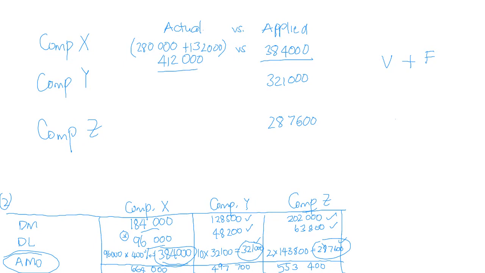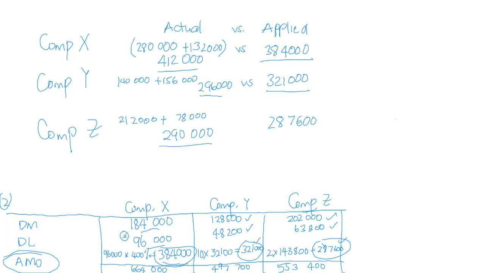The same for company Y. We'll do the comparison just now. Let's just work out the actual figure. So for company Y, it's 140,000 plus the 156,000. And that is 296,000. So it's this versus this. And then for company Z, it's the 212,000 plus the 78,000, and that is 290,000. So 290 versus the 287,600.